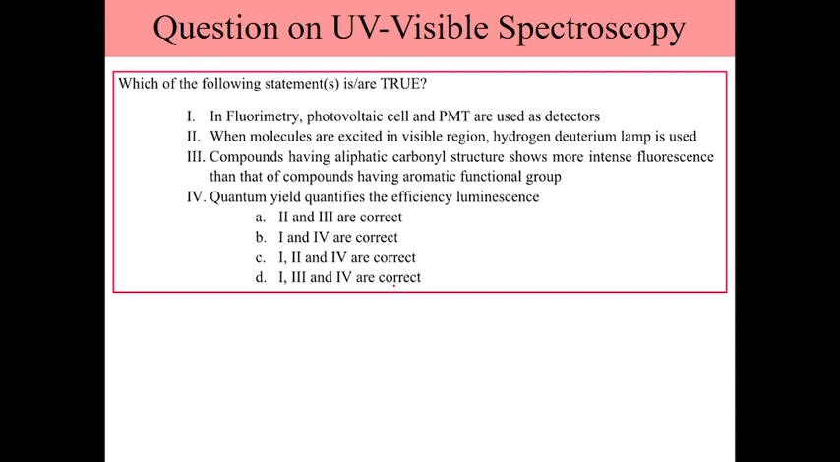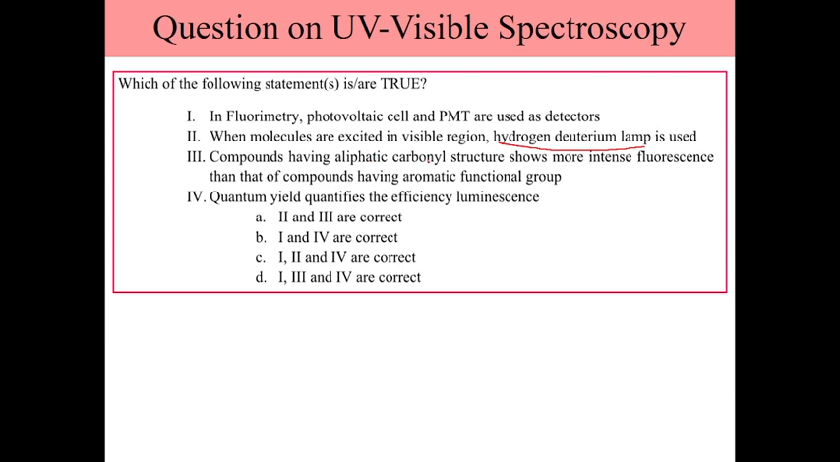Okay. So a question on UV visible spectroscopy. Which of the following statements is or are true? In fluorimetry, photovoltaic cell and PMT, that is photomultiplier tubes, are used as detectors. I think we saw in one of the diagrams that the photomultiplier tube was written there as a detector. When molecules are excited in the visible region, a hydrogen deuterium lamp is used.